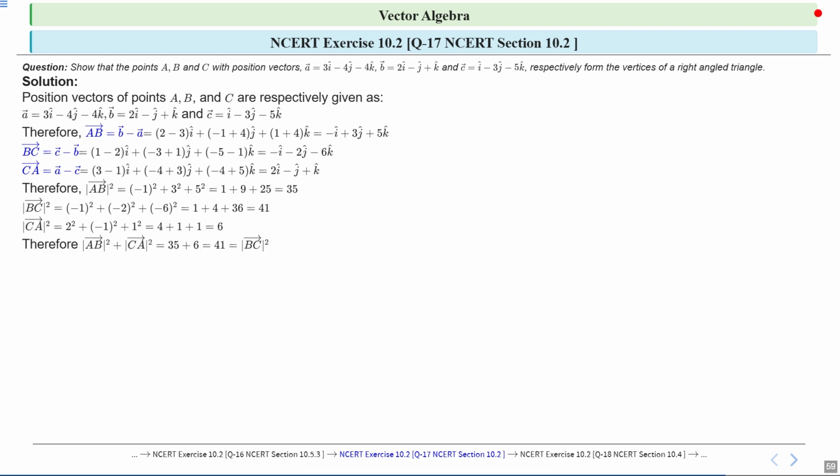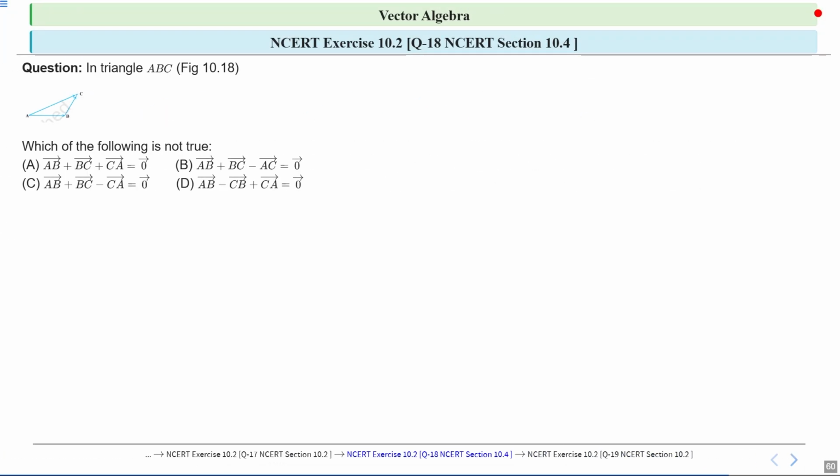Therefore, we can say that magnitude of AB vector square plus magnitude of CA vector square will be equal to 35 plus 6, which is equal to 41, right, which is equal to magnitude of BC vector square. Hence, we can say that ABC is a right angle triangle, okay?